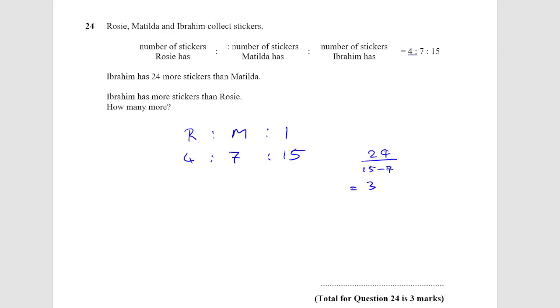Ibrahim has more stickers than Rosie. How many more? So there's 11 parts. So 11 times by 3 is going to be 33.